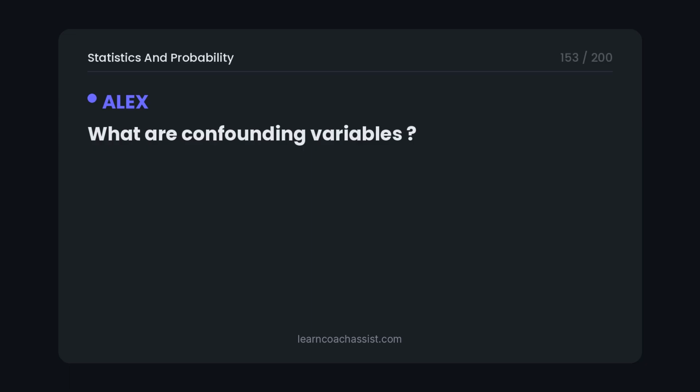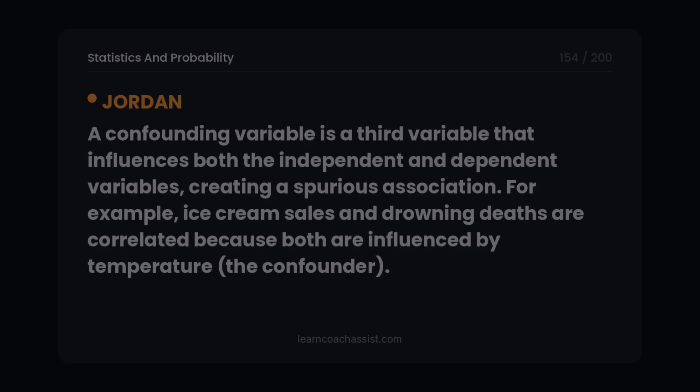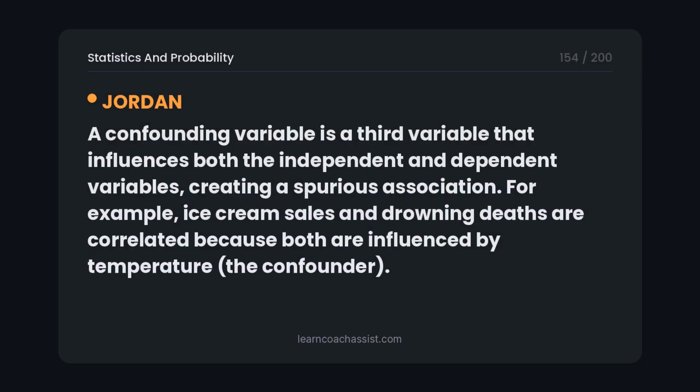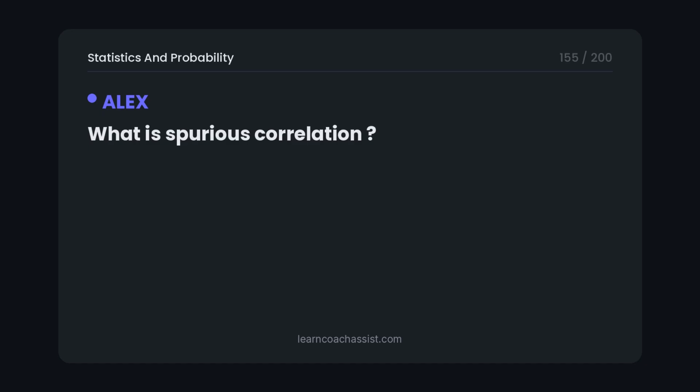What are confounding variables? A confounding variable is a third variable that influences both the independent and dependent variables, creating a spurious association. For example, ice cream sales and drowning deaths are correlated because both are influenced by temperature, the confounder.